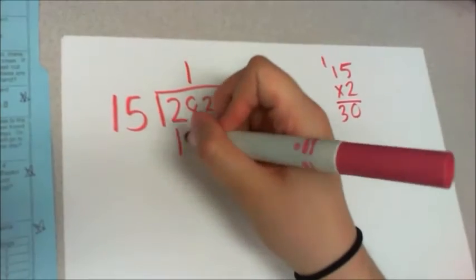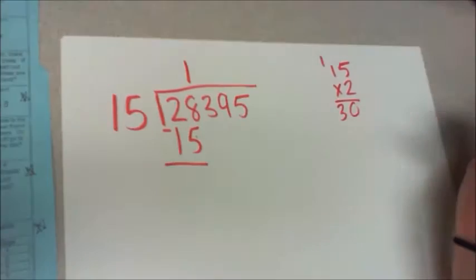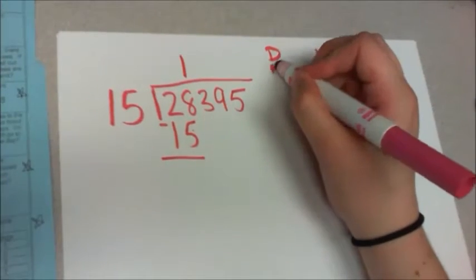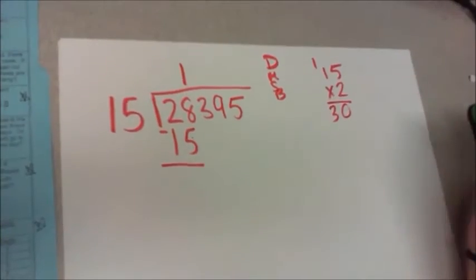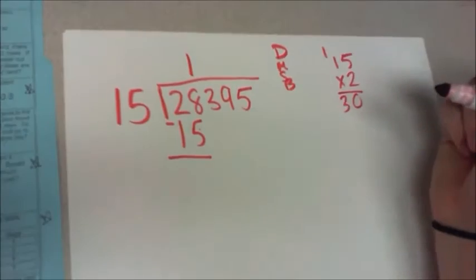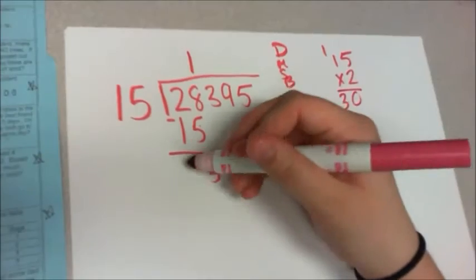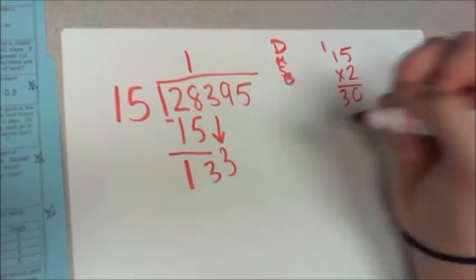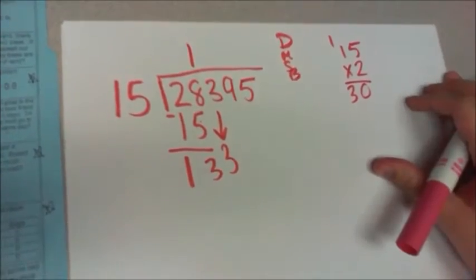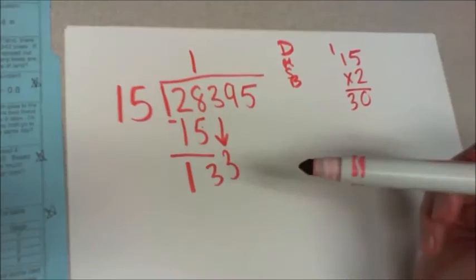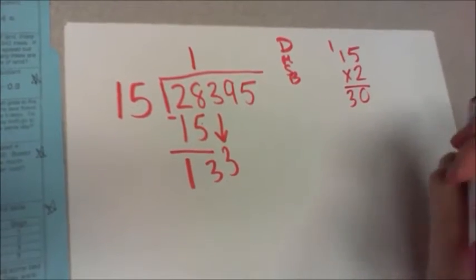1 times 15 is 15. Let's subtract. Remember, this is our DMSB. 8 minus 5 is 3. 2 minus 1 is 1. Bring down another 3. Now we need to know how many times 15 goes into 133.